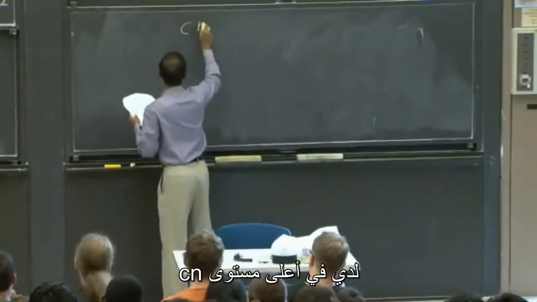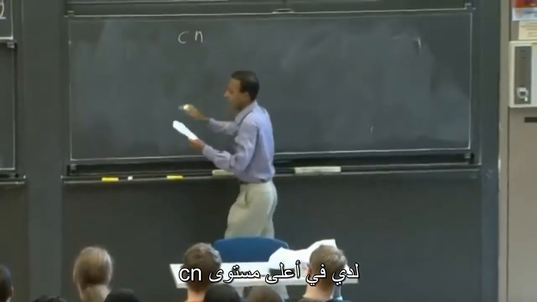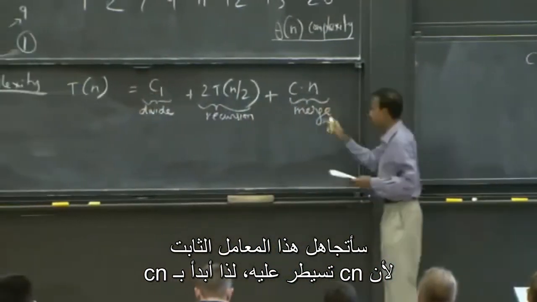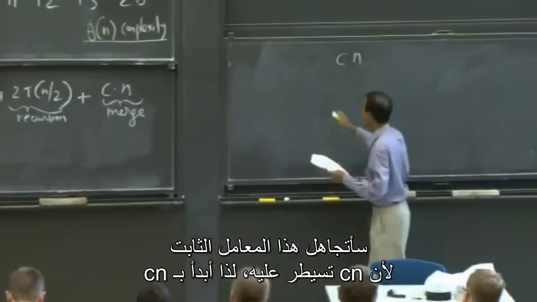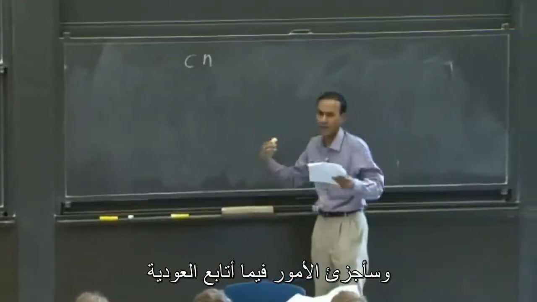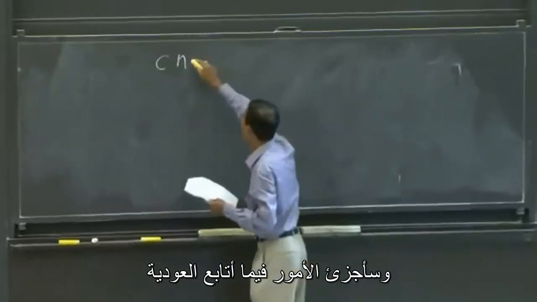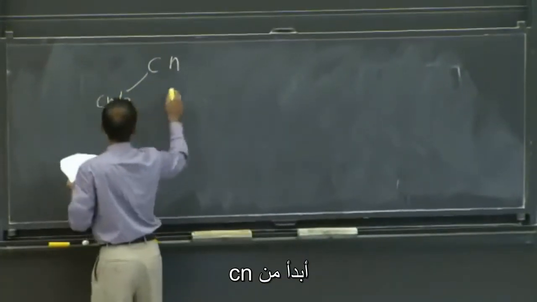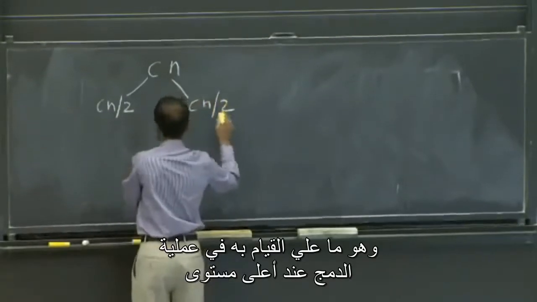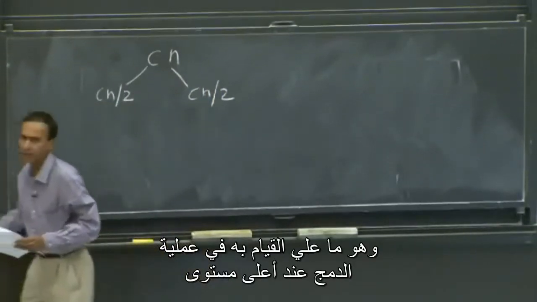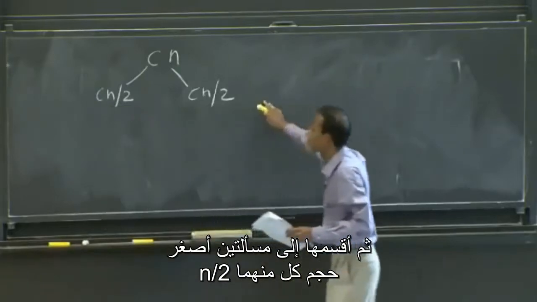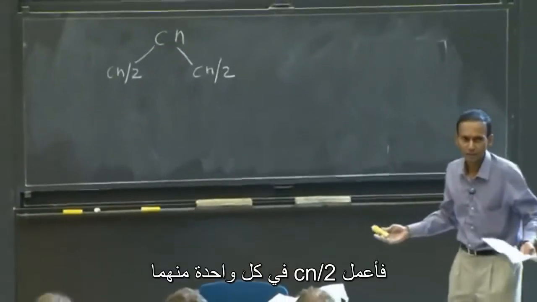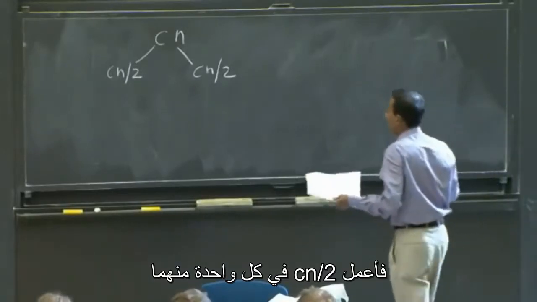So I have C of n on top. I'm going to ignore this constant factor because C of n dominates. So I just start with C of n. I want to break things up as I do the recursion. So when I go C of n at the top level, that's the work I have to do at the merge at the top level. And then when I go down to two smaller problems, each of them is size n over 2. So I do C times n, divided by 2 work.